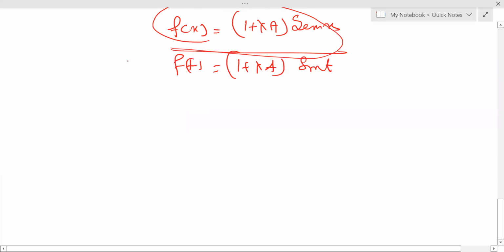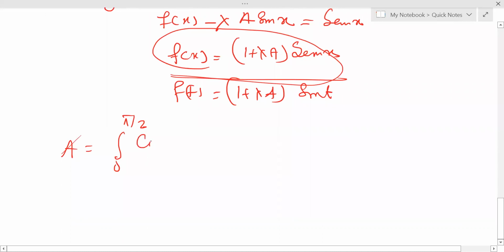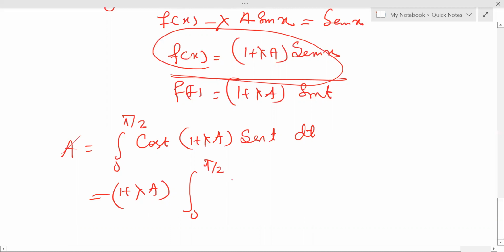Now a value becomes integral from 0 to π/2 of cos t (1 + λa sin t) dt. We substitute this here in place of f(t). Just take 1 + λa as a constant. So this is the integration from 0 to π/2 of cos t sin t, and we will evaluate it.